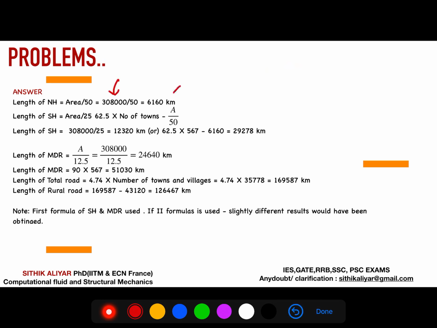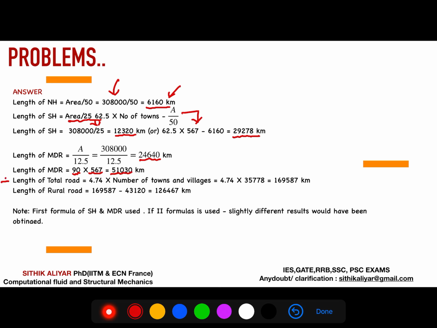Area by 50 is 6,160 kilometer. That's very good. So in Maharashtra, at least as per the Lucknow plan, 6,000 kilometer of national highway should be there. State highway: I used the first equation here, second equation here. As per area divided by 25, approximately 12,000 kilometers should be there. Using the number of towns formula, at least 29,000 kilometers should be there for a state highway. Even for major district road, I hope you have two formulas, right? One formula is area by 12.5, that will give you 24,640 kilometer. The other is 90 into number of towns, that will give you 51,000 kilometer.